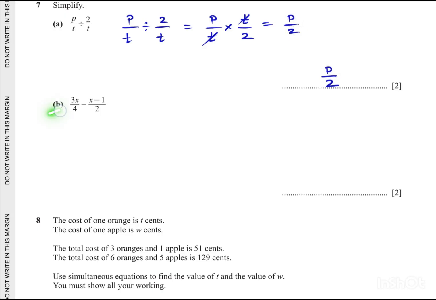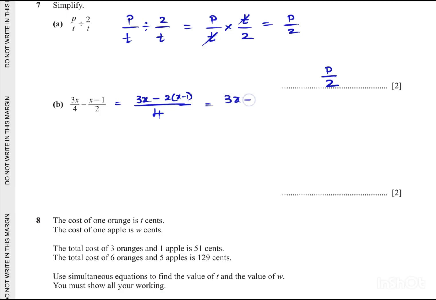Question B, 3x by 4 minus (x minus 1) by 2. Here there are two fractions. Find the LCM of the two denominators. The LCM of 4 and 2 will always be the bigger number because 2 is a factor of 4, so 4 will be the LCM. Now 4 into 1 is 4, so 3x will be multiplied with 1 only. In the same way, the numerator of the second fraction will be multiplied by 2 because 2 into 2 is 4, so (x minus 1) into 2. You have to do that in the next step.